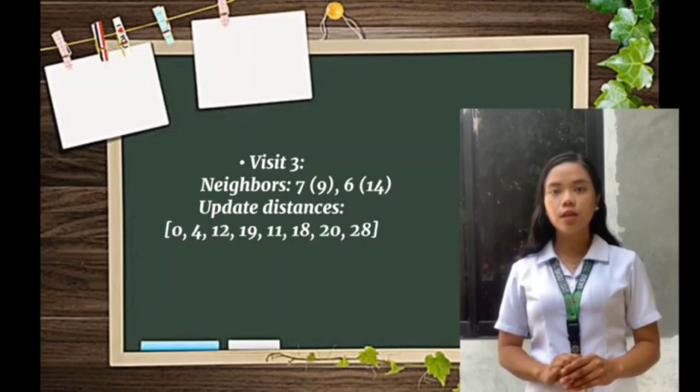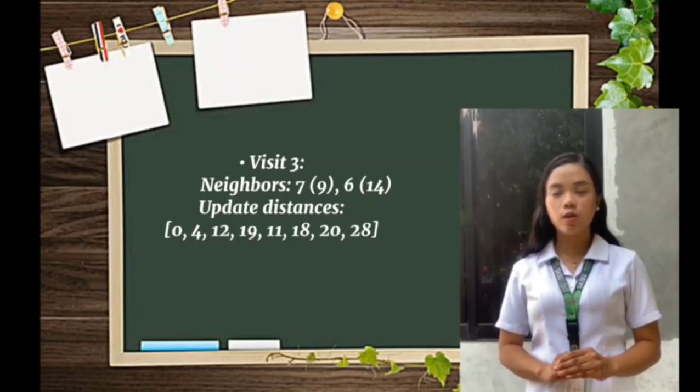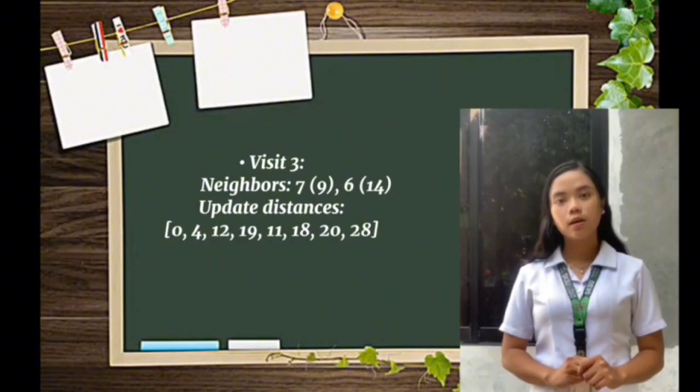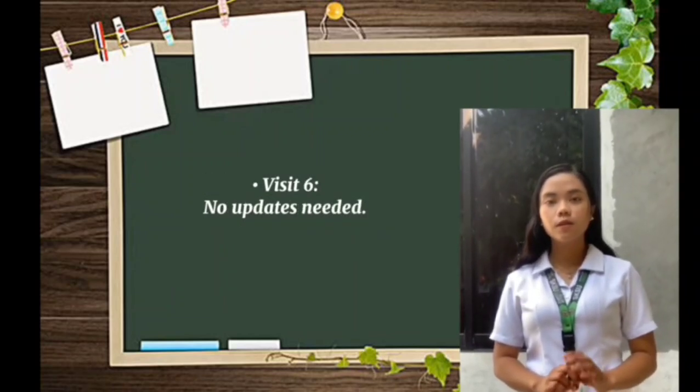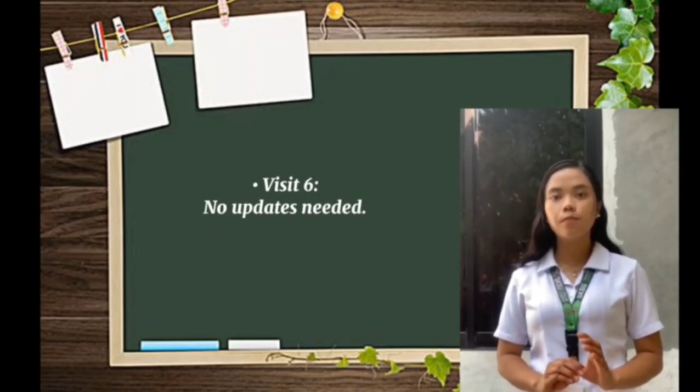In visiting node 3, its neighbors are 7, with a cost of 9, and 6, with a cost of 14. So the updated distances are 0, 4, 12, 19, 11, 18, 20, and 26. In visiting node 6, no update is needed.